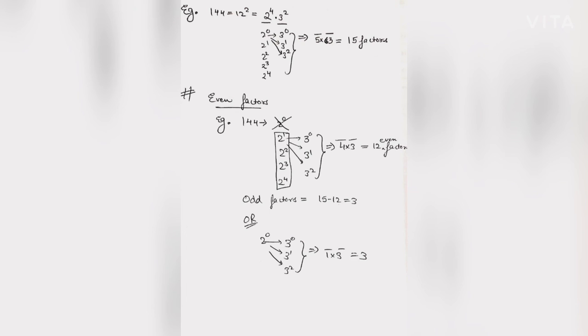So there are 12 even factors of 144, and the number of odd factors is simply 15 minus 12, which is 3. Or we can do a simple multiplication again, where we do not take any power of 2 except 2 raised to the power 0. So now in the left column there is just one term, and in the right column there are 3 terms. So the number of odd factors would be 1 multiplied by 3 equals 3. In this way we can find the number of factors of any number.